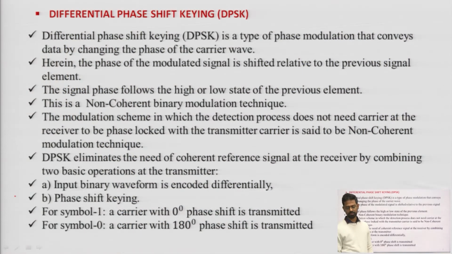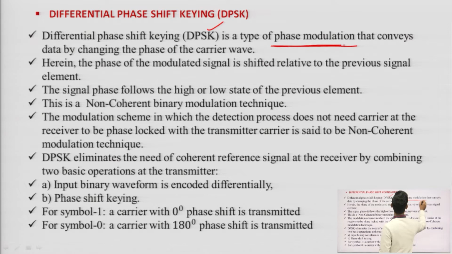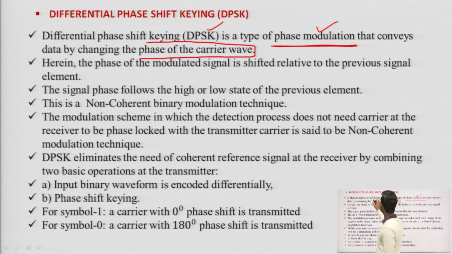So, DPSK is nothing but differential phase shift keying. In the previous lectures we have seen only normal phase shift keying. Differential phase shift keying, that is DPSK, is a type of phase modulation. BPSK was also a phase modulation. Here this is also a phase modulation that conveys data by changing the phase of the carrier wave. So the definition is the same for PSK and DPSK: the phase of the carrier wave is changing for conveying the data.